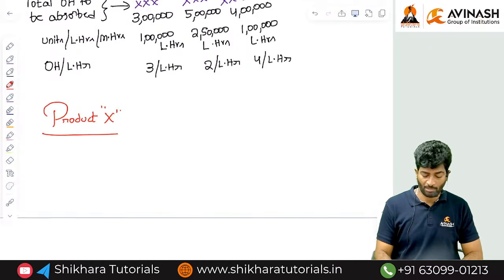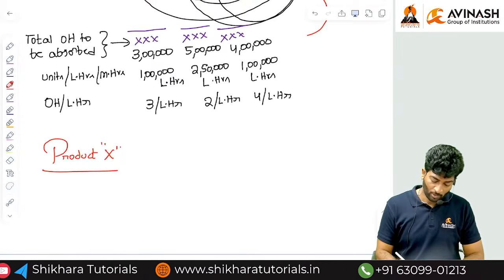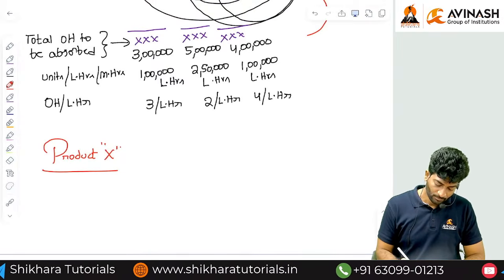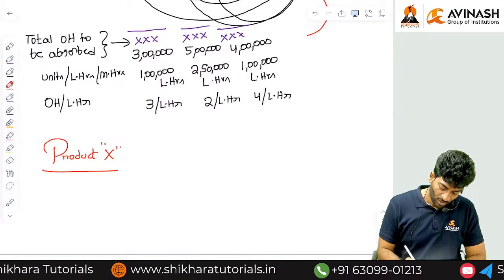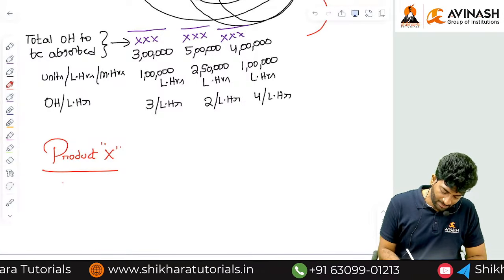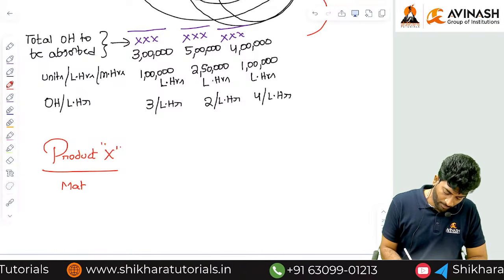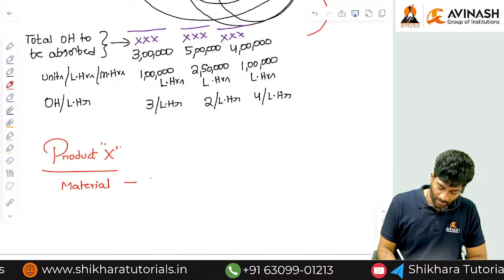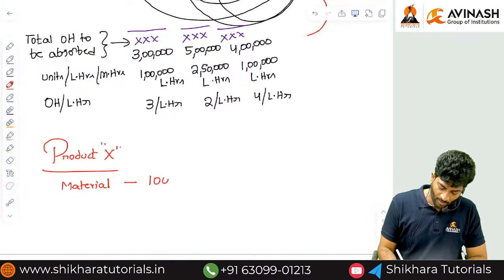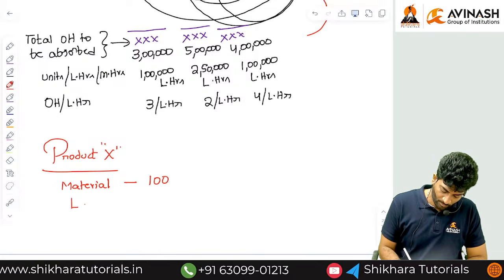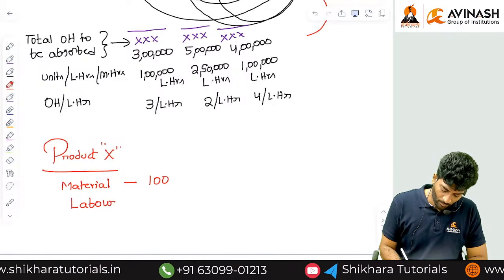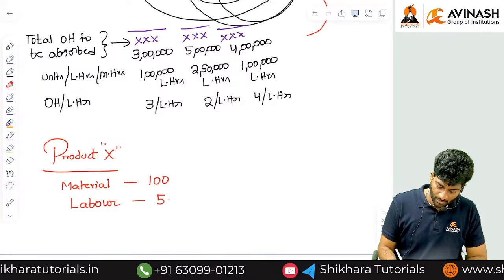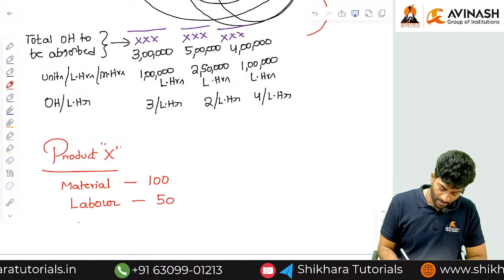Product X is to be manufactured, and in order to manufacture that product X, they will give you material 100 rupees, labor 3 rupees.